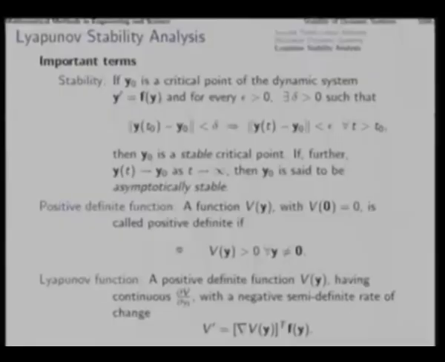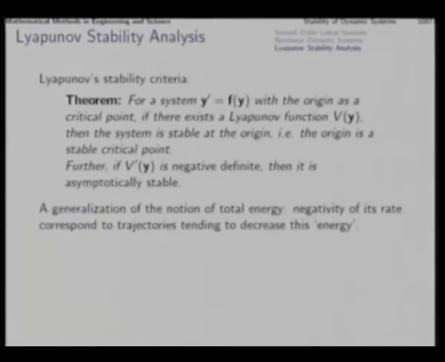With this kind of a definition, the actual stability criteria becomes quite straightforward, and that is the theorem. For a system like this with the origin as a critical point, if you can construct a Lyapunov function which is positive definite with a negative semi-definite rate, then you can conclude that the system is stable at the origin.